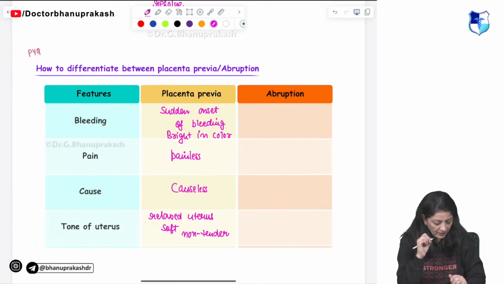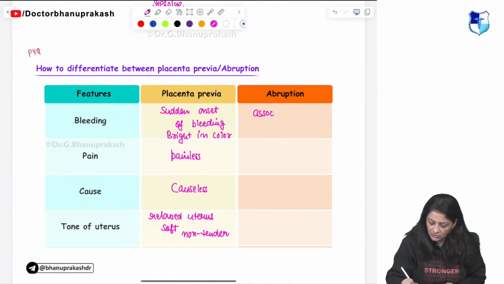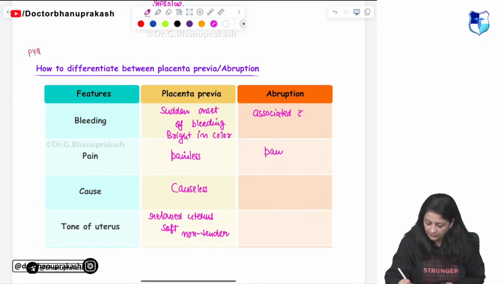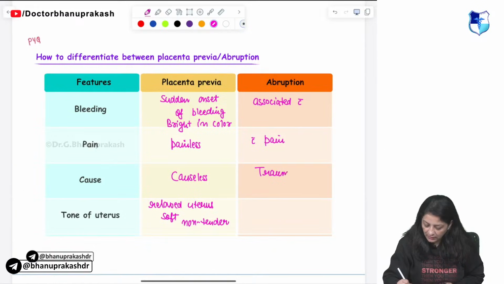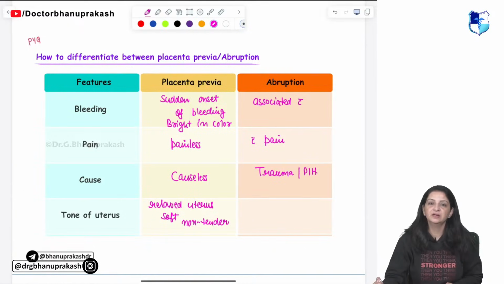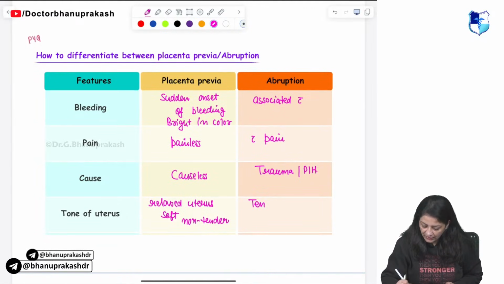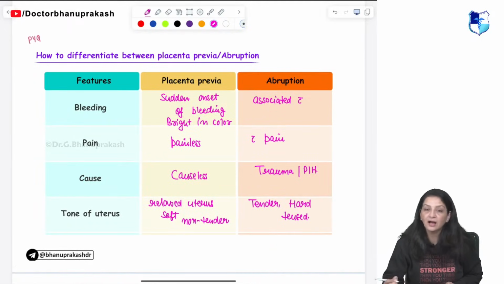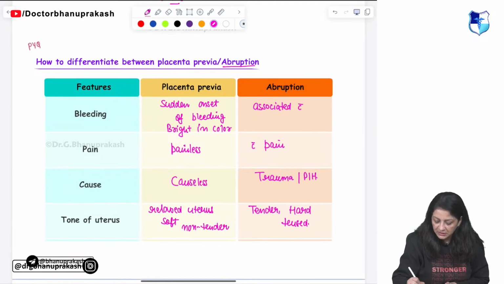But in case of abruption, bleeding is associated with pain. Causes could be trauma and pregnancy-induced hypertension. The uterus will be tender, hard and tensed. Okay, tell me, what are the causes of abruptio placenta?